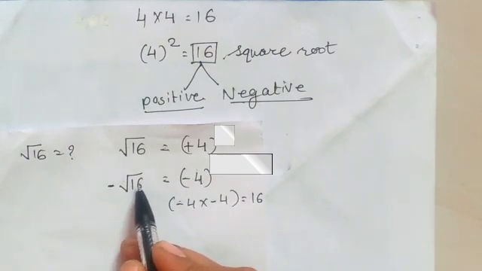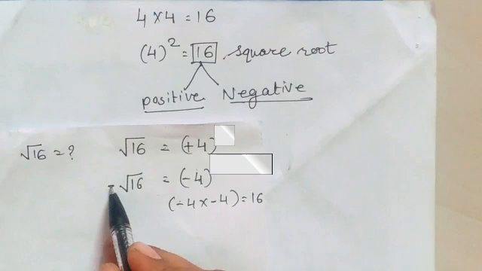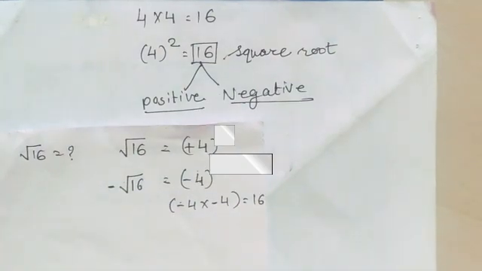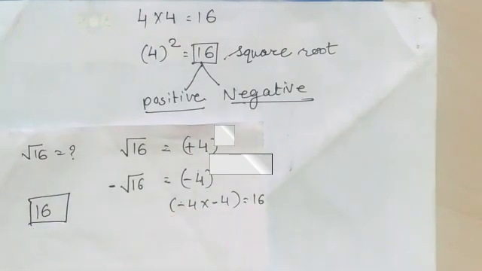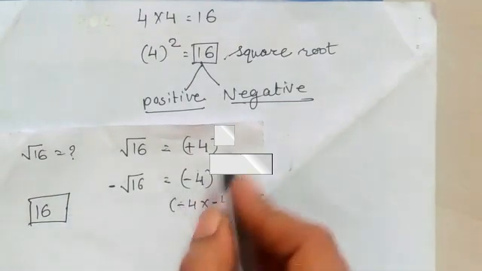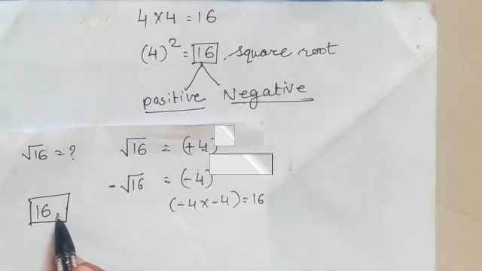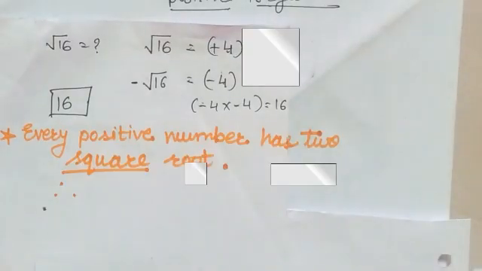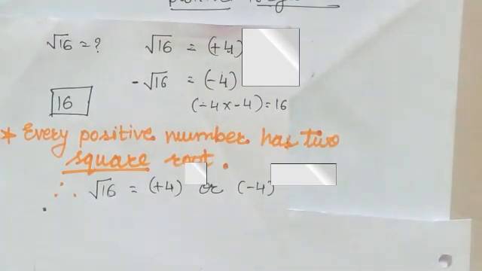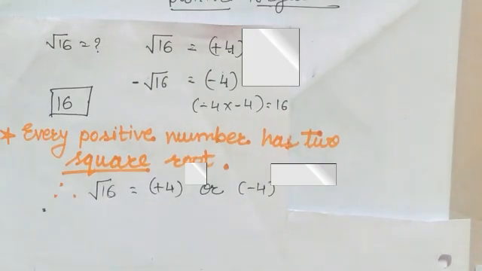It means 16 is positive, but the square root symbol has this type of indicative mark, a negative symbol before the symbol. So in that way, the number 16 has two square roots. One is positive 4, and the second is negative 4. It means every positive number has two square roots. Therefore, the square root of 16 is positive 4 as well as negative 4.